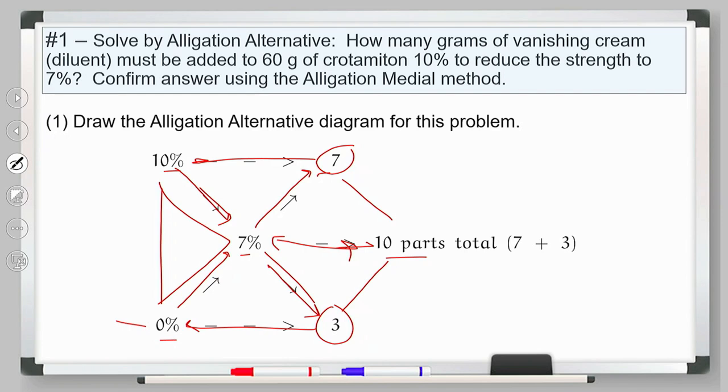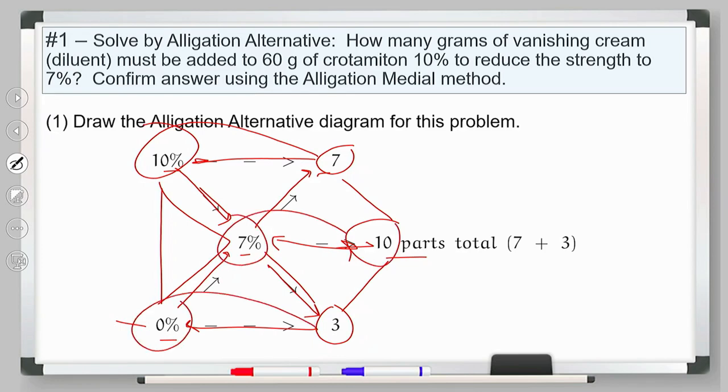So do we now have 3 concentrations? 10%, 0%, and 7%. We also have 3 parts now. We have 7 parts to go with the 10%, 3 parts to go with the 0%, and 10 parts to go with the 7%. Is everyone okay with this part going with that value, this part going with this value, those parts going with that value?